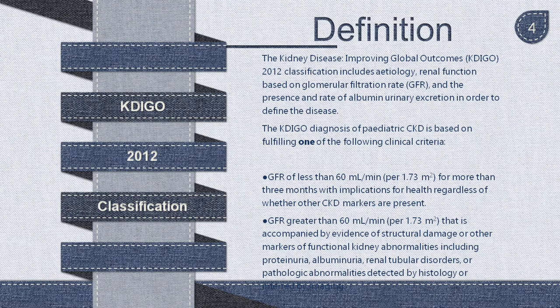According to the Kidney Disease Improving Global Outcomes 2012 classification, it considers etiology, renal function based on the GFR, and the presence and rate of albumin urinary excretion in order to define the disease. The diagnosis of pediatric CKD is based on fulfilling one of the following criteria: a GFR of less than 60 mL per minute per 1.73 meters squared for more than 3 months with implications for health regardless of whether other CKD markers are present or not, or a GFR greater than 60 mL per minute that is accompanied by evidence of structural damage or other markers of functional kidney abnormalities, including things such as proteinuria, albuminuria, renal tubular disorders, or pathological abnormalities detected by histology or other imaging methods.